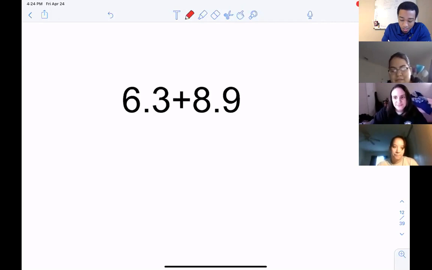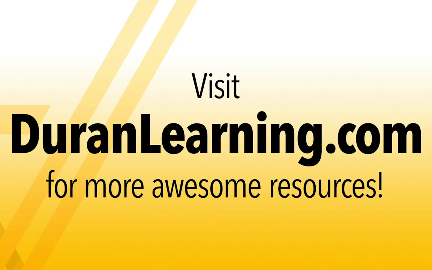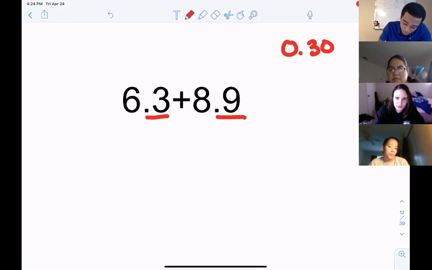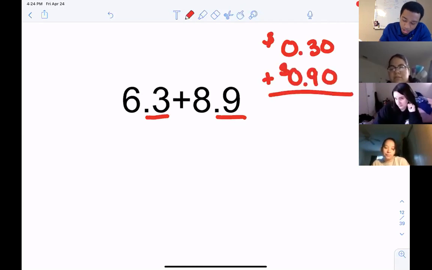So we can think about it like this. If you want to do the decimal first, it might make your life easier. Because if you do the 0.3 plus 0.9, what's that going to be together? 0.12. Not 0.12. Think about it like this. If I had 30 cents plus 90 cents, what's that add up to?